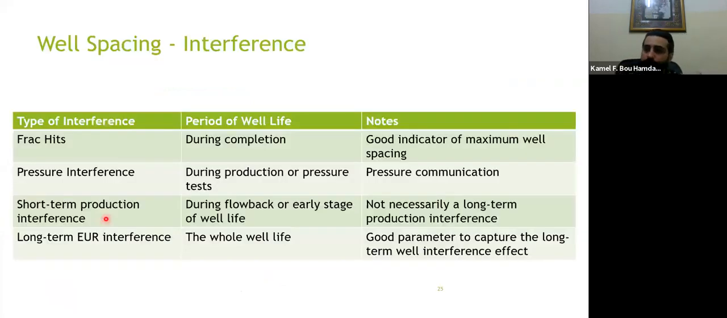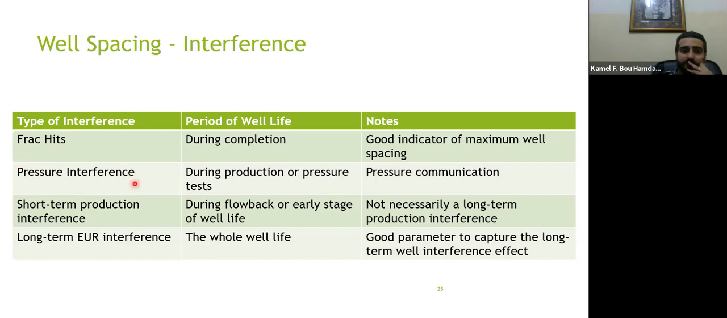So in interference, we are looking at these things: the frag hits, pressure interference, short-term production interference, and the long-term EUR interference. Frag hits occur only during the completion while you are stimulating the wells. This is a good indicator of the maximum well spacing. When frag hits occur, this is the maximum spacing between the wells that should be. But it's not the optimum spacing, it's just the maximum. The optimum might be an even lower or closer spacing between the wells.